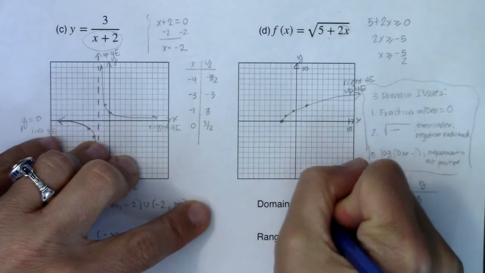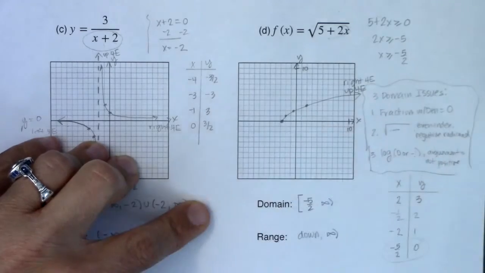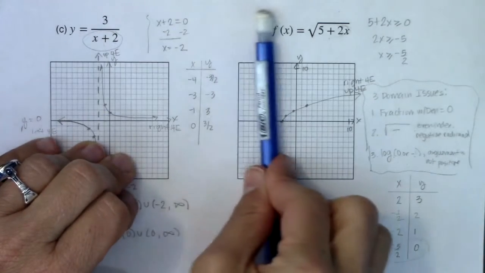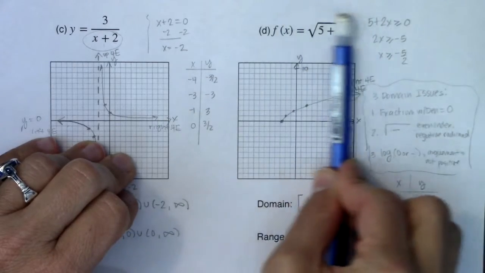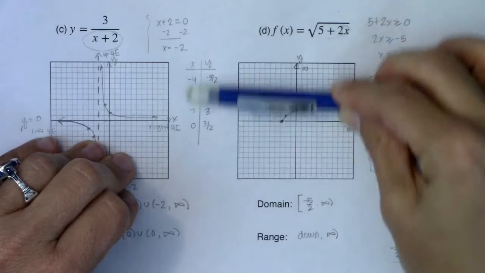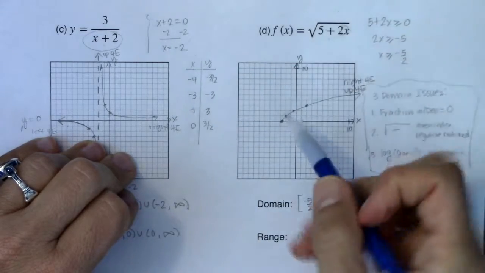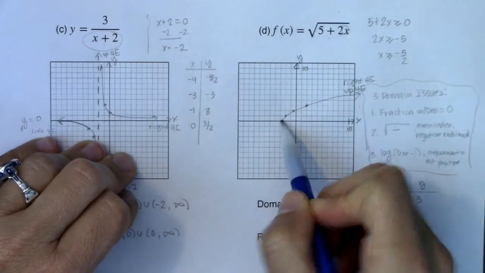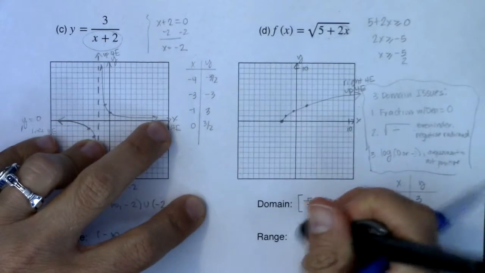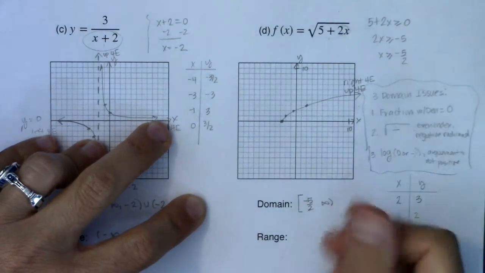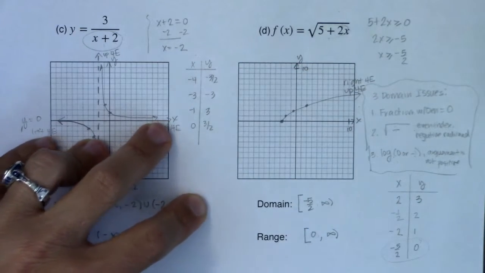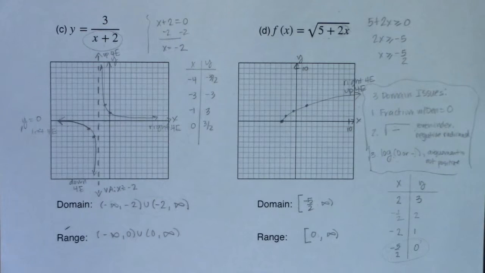I want to include negative 5 halves in my domain, so I'll put a bracket around it. So left to right, right? I start at negative 5 halves and I go to the right forever. In terms of down to up, you can see my lowest y value is also at this same exact point, but now I'm interested in the y coordinate. So the lowest y value I hit is 0. And I want to include that in my range, so I'm going to put a bracket around it.